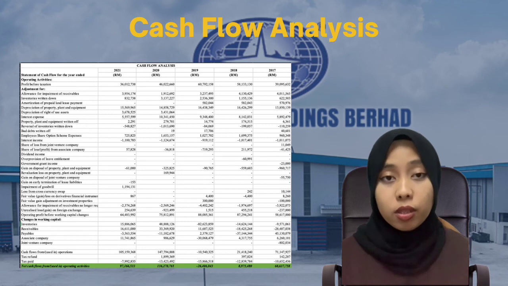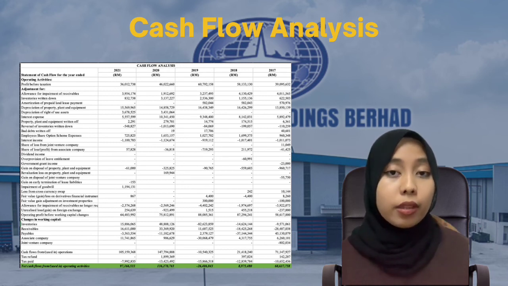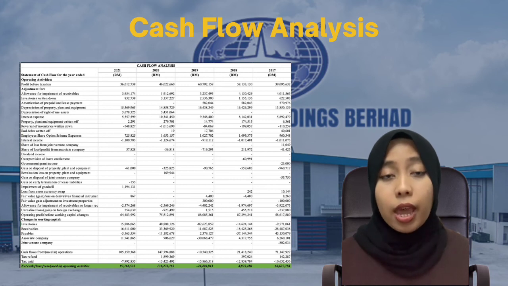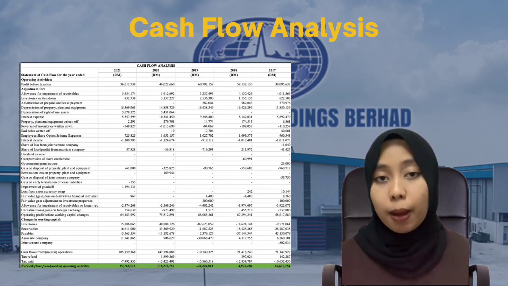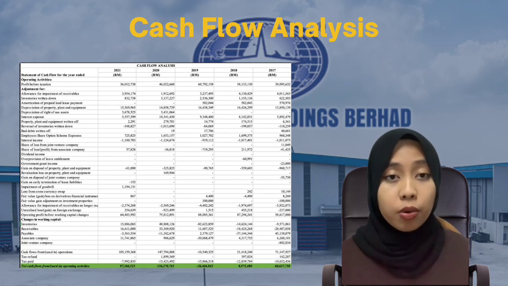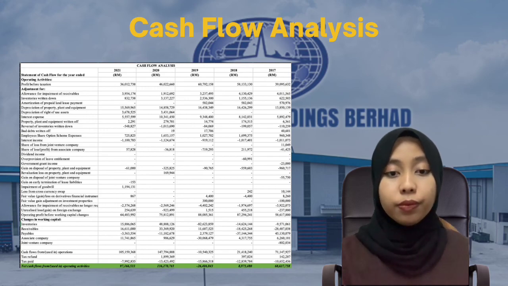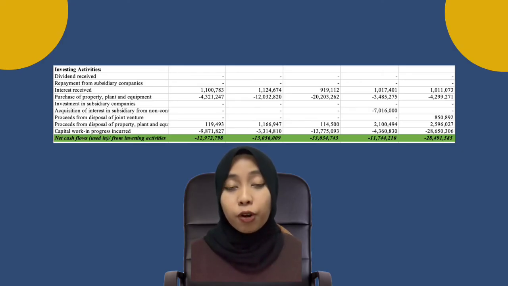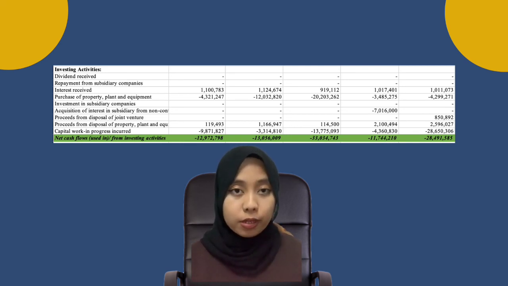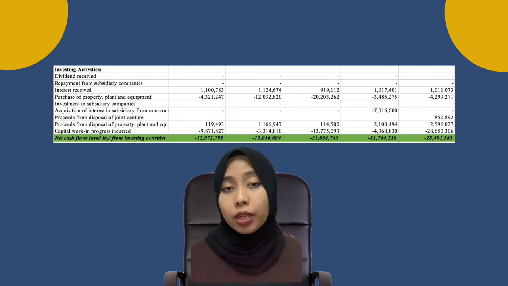But then, in 2020, the net cash increased again, which means that this company is incurring more cash inflows. Thus, this indicates that there is an improvement of cash position in the company and the company begins to generate more income and revenue from its operating activities. For the net cash flow from investing activities, it is in negative value over the 5 years. This is because the company spent more on its property, plant, and equipment, including its intangible assets.